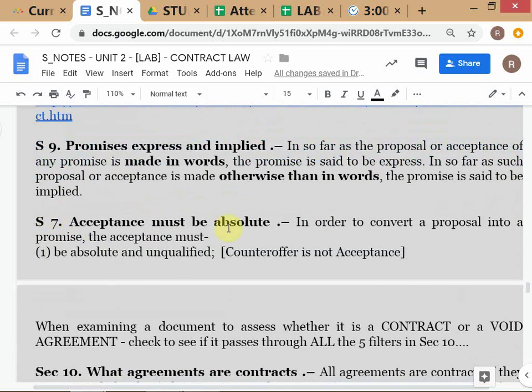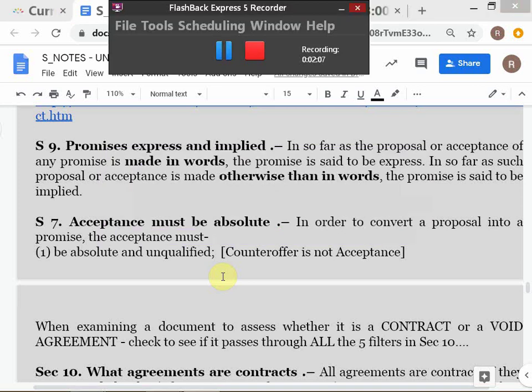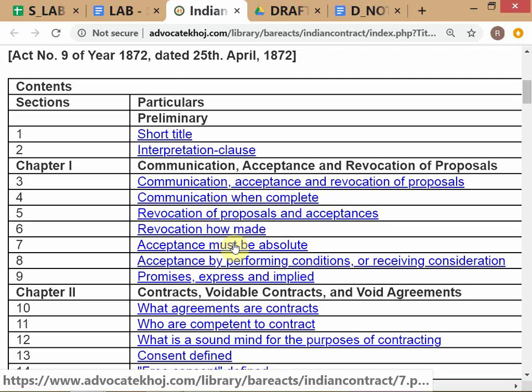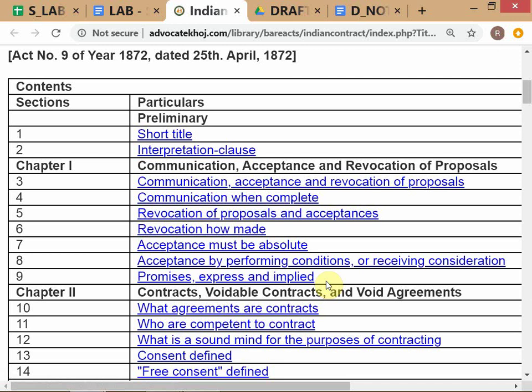I'll just briefly mention section 7, which we have already discussed. Section 7 is actually in chapter 1, which talks about communication, acceptance and revocation of proposals. Revocation, you understand what is meant by revocation? We're not going to cover chapter 1 in that much detail except for section 7. Revocation, everyone understands? Take it back. Revocation means take it back.